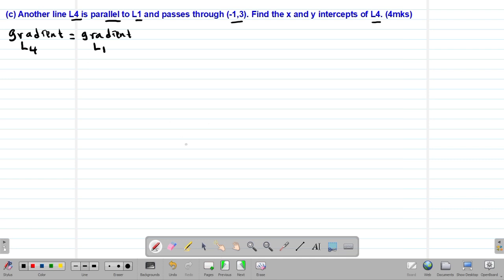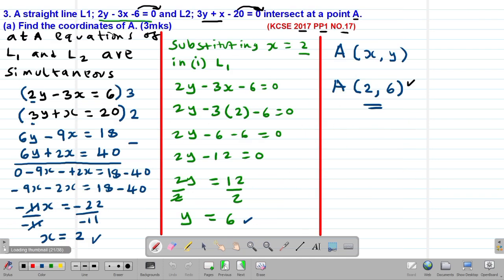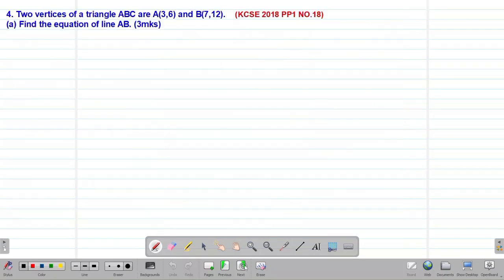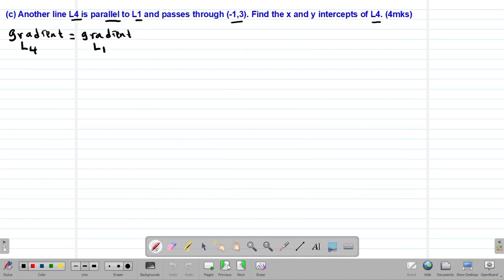So let's find out the gradient for L1. Let me go back to the line L1. Remember, L1 was 2y minus 3x minus 6 is equal to 0. So let me find the gradient of that particular line. Let me just copy this particular equation here. L1 had the equation of 2y minus 3x, then minus 6 is equal to 0.